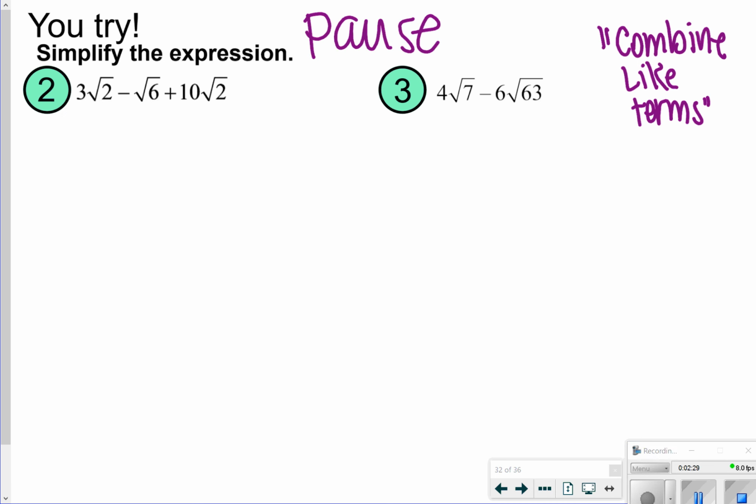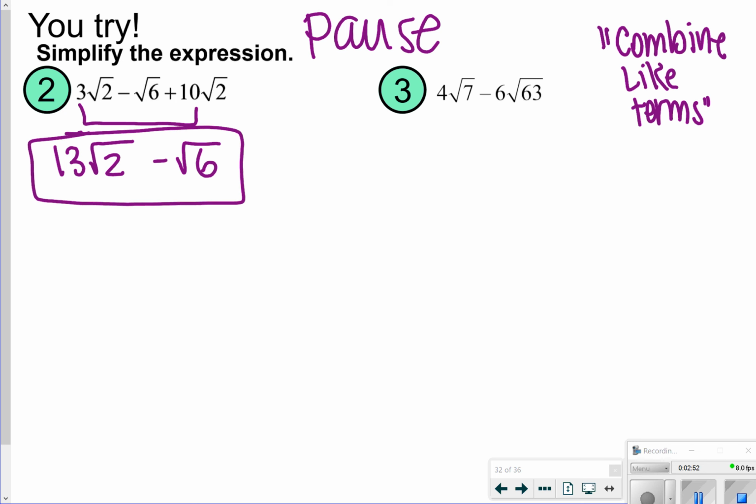Alright, so for number 2, I already had 2 like terms, so I'm going to go ahead and combine those. I have a 3 square root of 2 and a 10 square root of 2. So if I combine those, I'll get 13 square root of 2 minus the square root of 6. The square root of 6 cannot be broken down so that I can also have a matching square root of 2. So this is my final answer here: 13 square root of 2 minus the square root of 6.